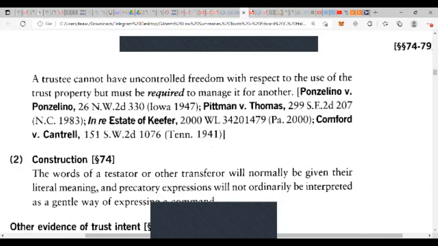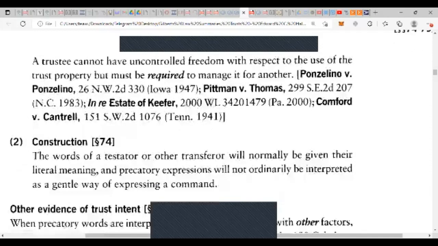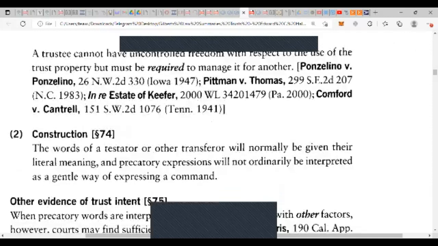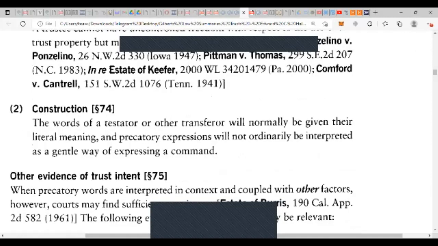Ponzolino versus Ponzolino, 1947 in Iowa. Pittman versus Thompson, 1983. And In re Estate of Kiefer, 2000. And last but not least, Comfort versus Cantrell, 1941.